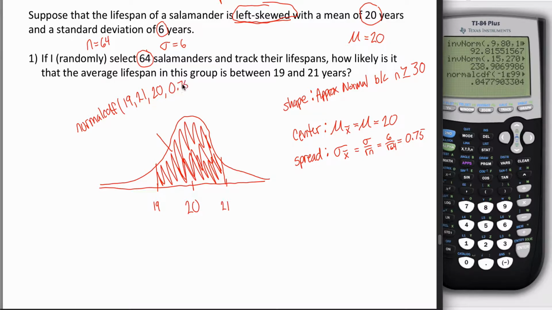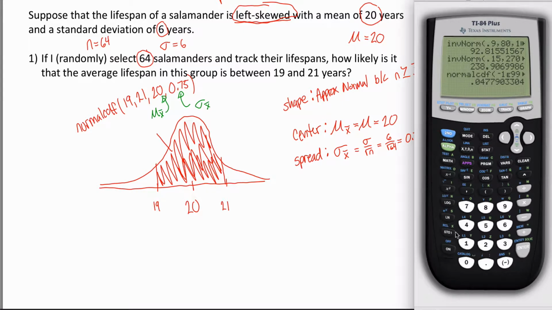All right, this is not mu, this is mu sub x bar. Maybe I'll write that in a different color. This is mu sub x bar. It just so turns out that mu sub x bar is always the same as mu. So if you forgot that and accidentally put mu here, nobody would be the wiser because they're always equal. But if you forgot that this was sigma sub x bar, you'd be screwed, because sigma sub x bar is not the same as sigma. You've got to take sigma and divide it by the square root of n. That's where this 0.75 comes from.